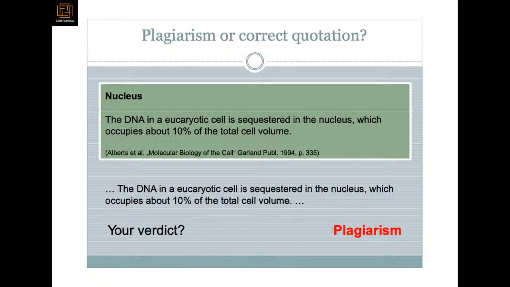So, DNA in a eukaryotic cell is sequestrated in the nucleus, which occupies about 10% of cell volume. This is the original statement, and the person wrote: the DNA in a eukaryotic cell is sequestrated in the nucleus, which occupies about 10% of the total cell volume. Both statements are still similar, so this is plagiarism actually.